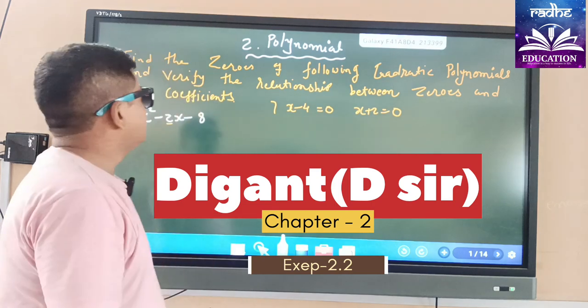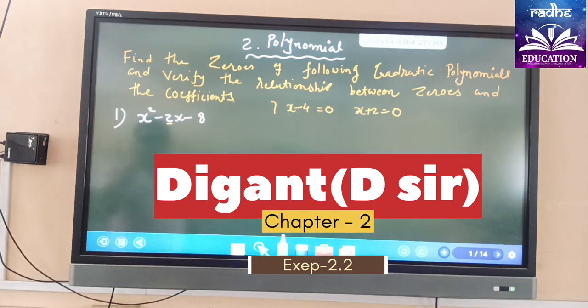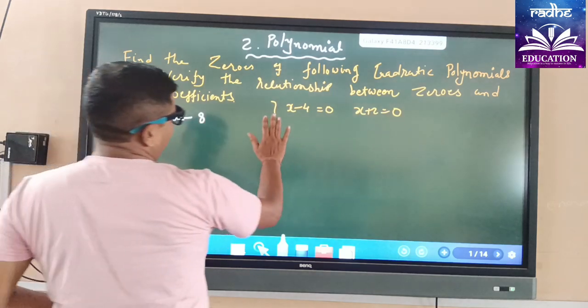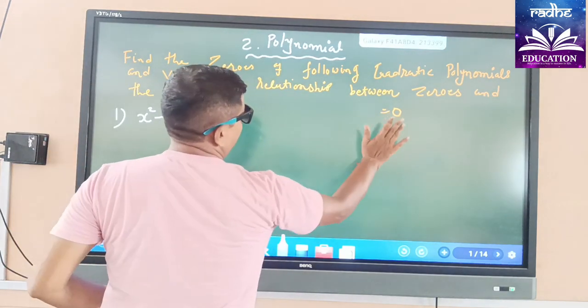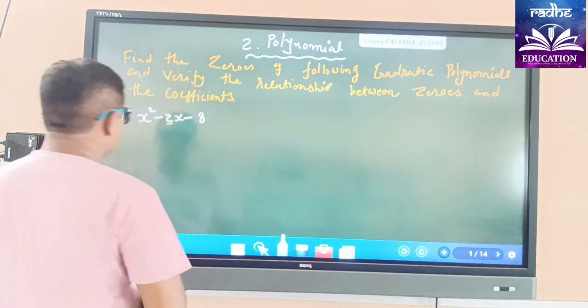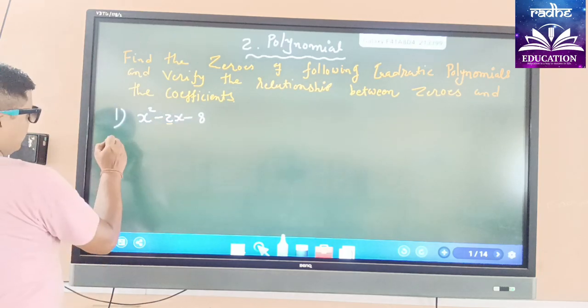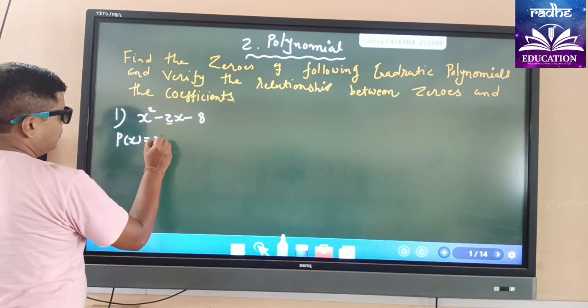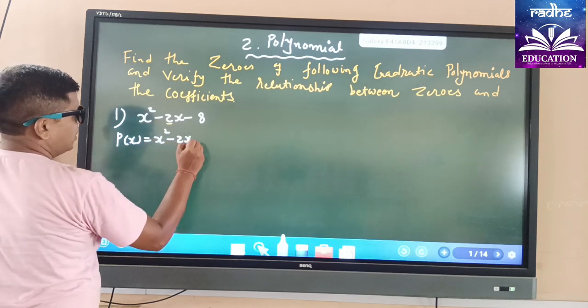Today we will learn chapter number 2, polynomial, exercise 2.2. Find the zeros of the following quadratic polynomial and verify the relation between the zeros and the coefficients. Okay, so we will try to find out. Here we have one polynomial given, that is a quadratic polynomial. So we will write here p(x) equals x square minus 2x minus 8.